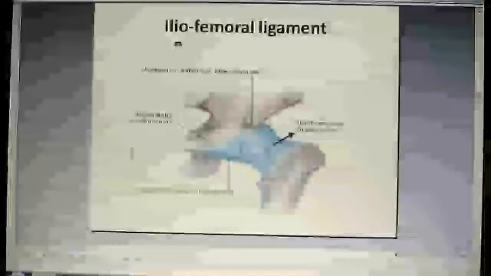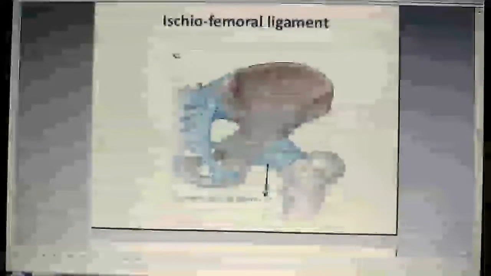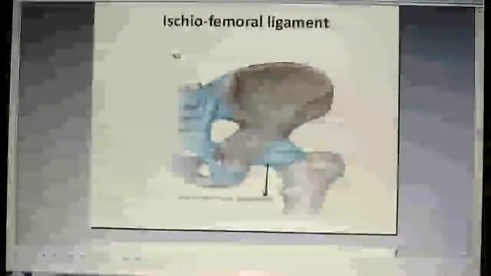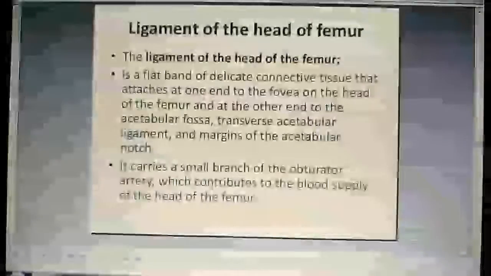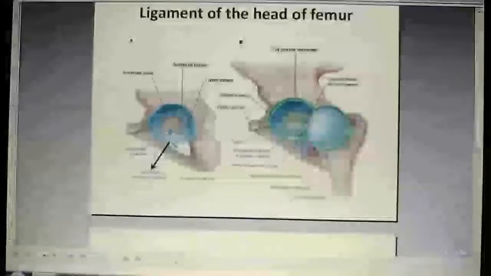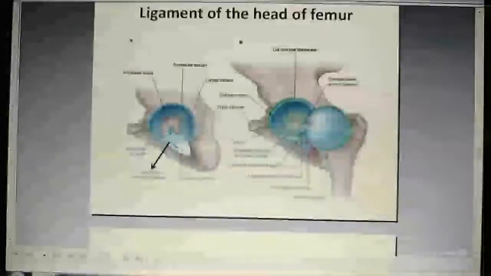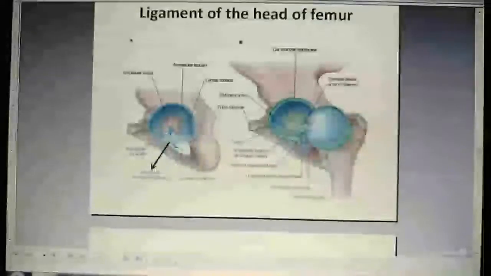This one is the iliofemoral ligament. This one is the ischiofemoral ligament. Behind is the ischiofemoral ligament. The next one is the ligament of the head of the femur. It is shaped like a horseshoe. This one is the transverse acetabular ligament.